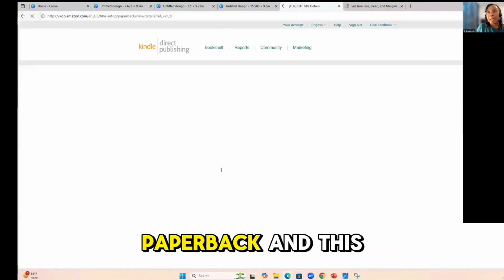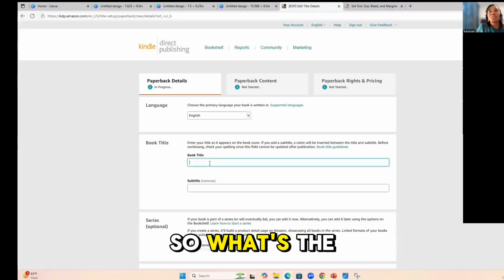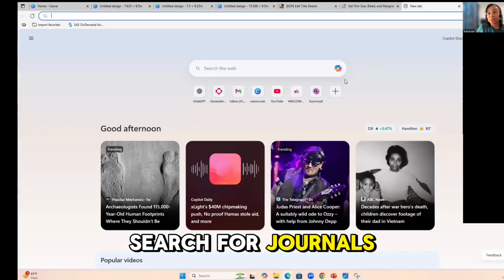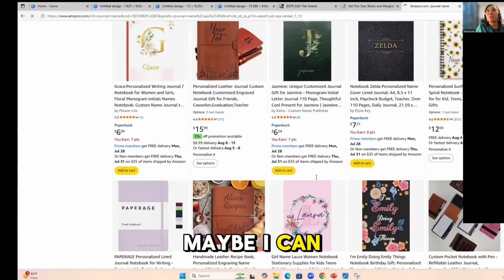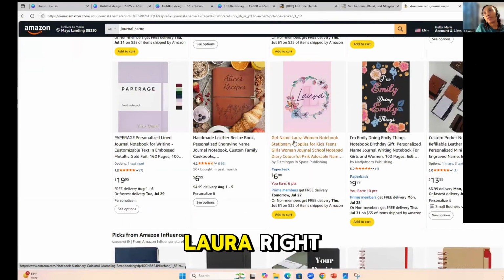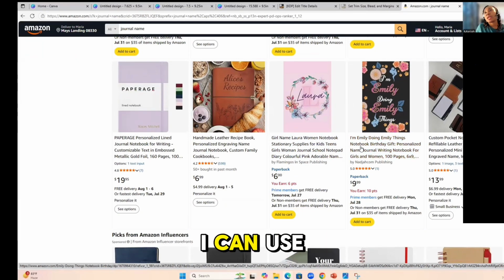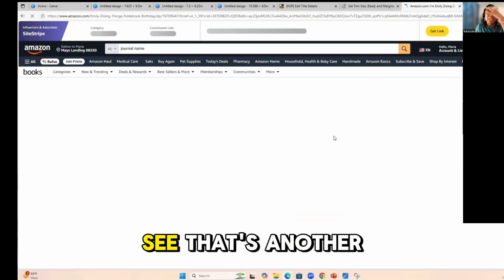So we'll click on paperback, and this is where it brings us to. So what's the title of our book? I always like to do this. I will go on Amazon and search for journals. These are custom journals. I can use any. Maybe I can take this person. So see, this person's name is Laura, right? I am Emily doing Emily things. I can use Emily, but I just want to see. That's another way to learn.